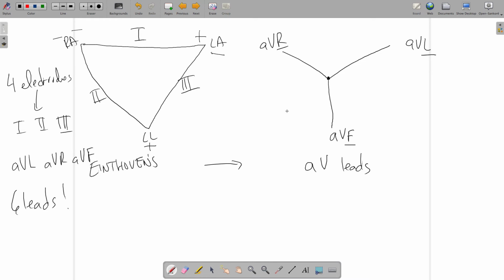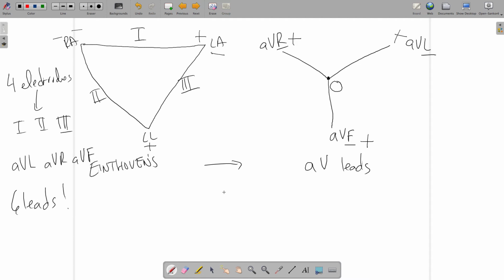Now the AV leads are a little bit different. The AV leads don't have a negative pole. The AV leads are called unipolar leads or modified leads because their reference point is Wilson's central terminal, and the answer there is 0. There is no positive or negative. It's a 0 answer. AVR, always positive. AVL, always a positive lead, and AVF, always a positive lead.